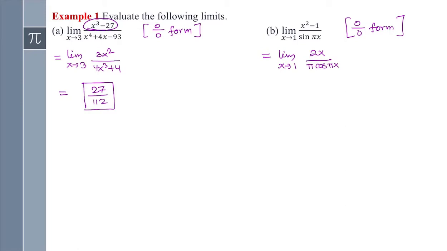Now if I plug in 1, again, I'm not going to get 0 over 0. I will get a finite number. So when I plug in 1 in the numerator, I get 2. And then pi times cosine pi times 1 is cosine pi is negative 1, so I get negative pi in the denominator. So the limit is negative 2 over pi, which is a finite number.